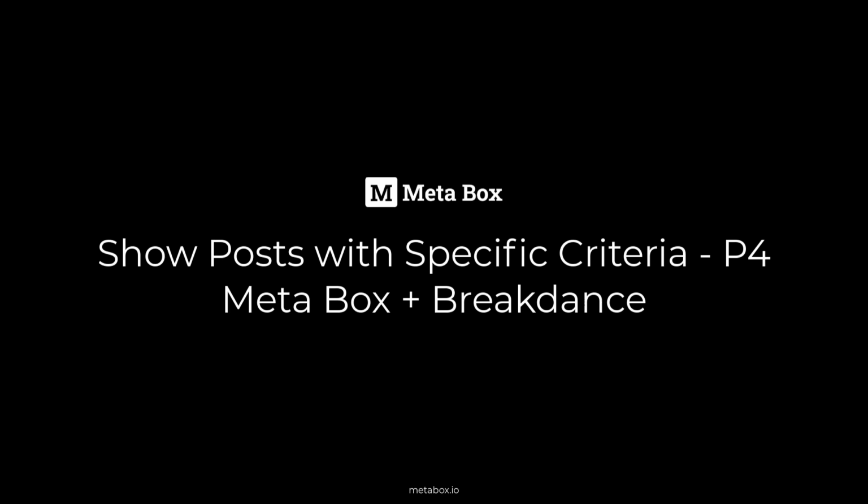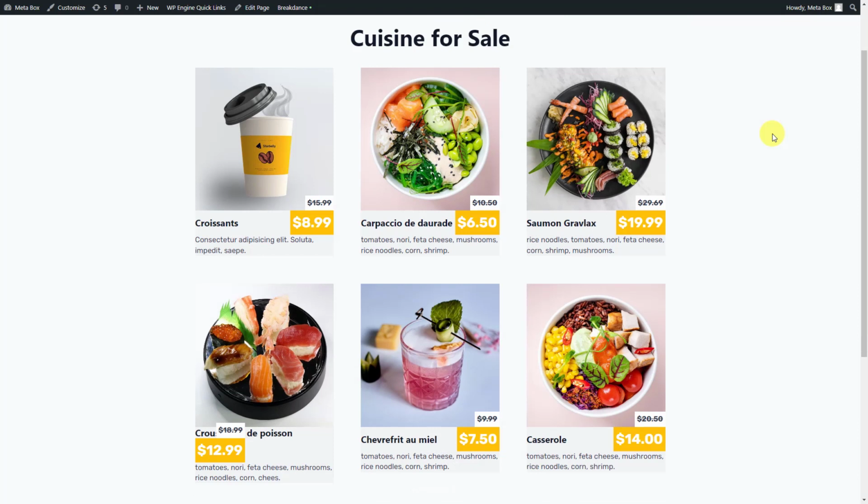In today's practice, we are going to find out how to show posts with specific criteria using Meta Box and Breakdance. Here, I did an archive page with Breakdance as an example. This page will display only the dishes which are on sale. Each dish is a post of a custom post type.